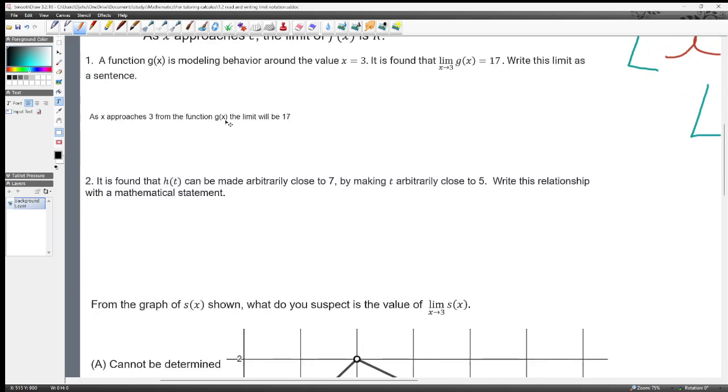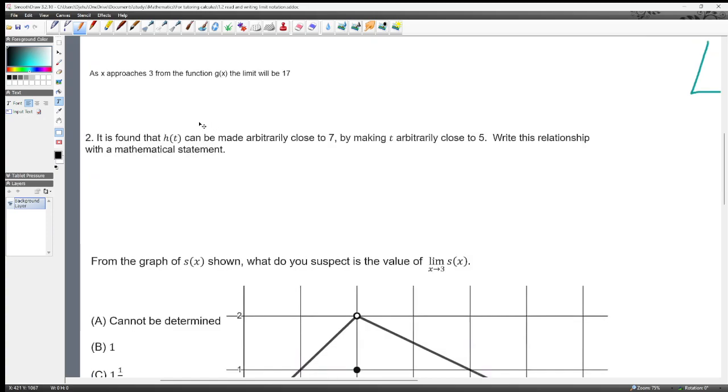Mine is right, but there's other versions that are right. I'm not saying this is the only way that it can be written in sentence format, but that's the way I wrote it down. For number 2, it is found that h of t can be made arbitrarily close to 7 by making t arbitrarily close to 5. Write this relationship with a mathematical statement. Mathematical statements are basically what we've been reading this whole time.